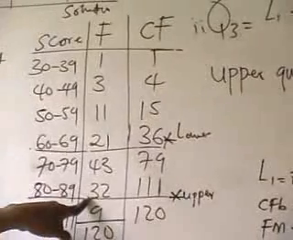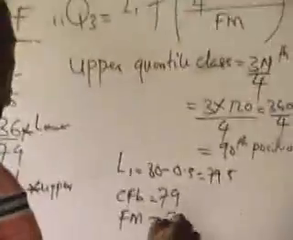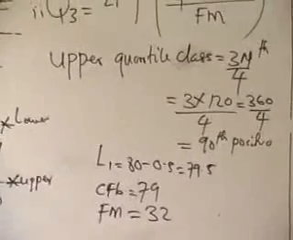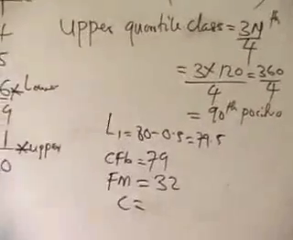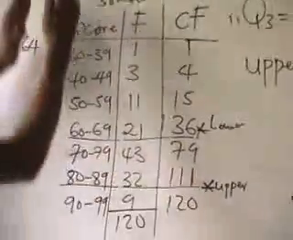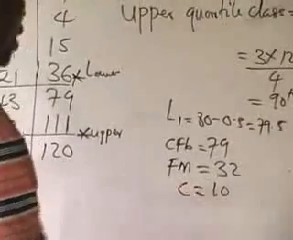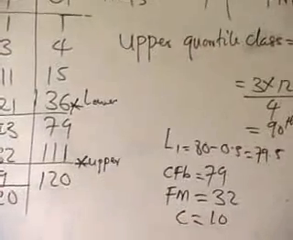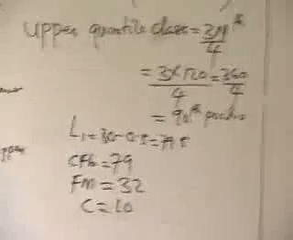Then the next one is FM. What's the frequency of that class? The frequency of that class is 32. Then the last thing we need to know is our class interval, the difference between the corresponding lower class limits. That is equal to 10. Now let's make use of everything in the formula one by one.